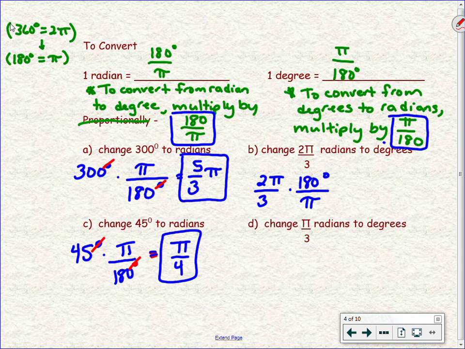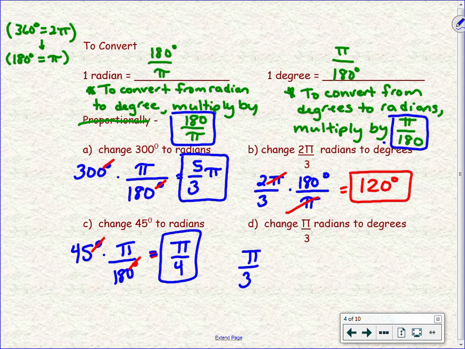Well, the nice thing here, the pi's will cancel. You can multiply across and divide by 3, or just simplify in your head, and you will get 120 degrees. All right, changing pi thirds, or 1/3 of a pi, radians. So this pi over 3 is 1/3 pi, times, well again, now I want degrees in my final answer. So I have to have degrees up here in my numerator. So 180 divided by pi, and these will cancel. 180 divided by 3 is 60 degrees.